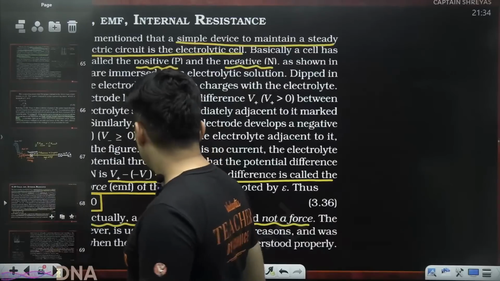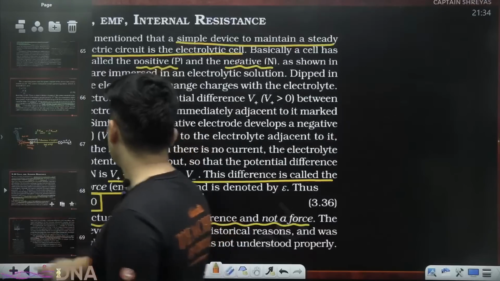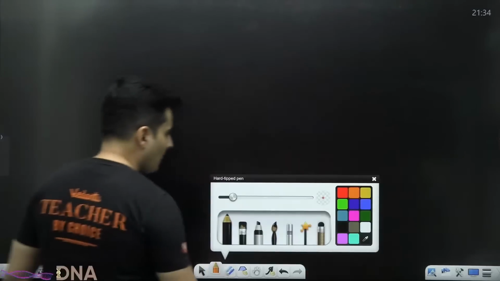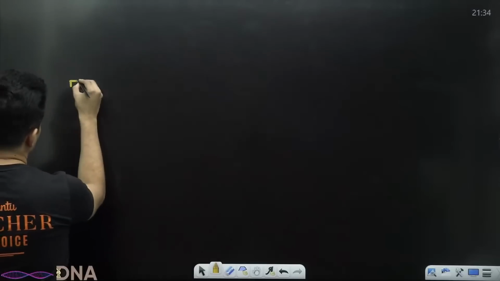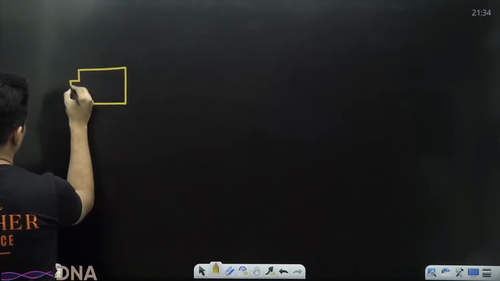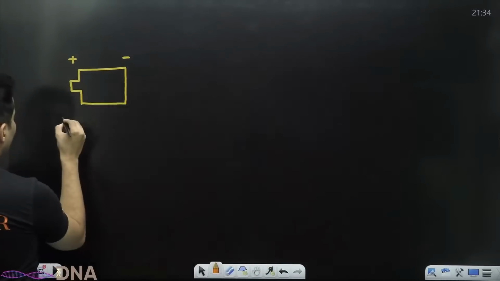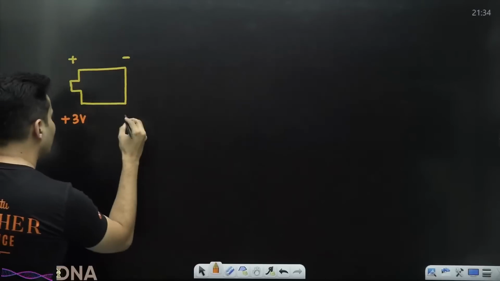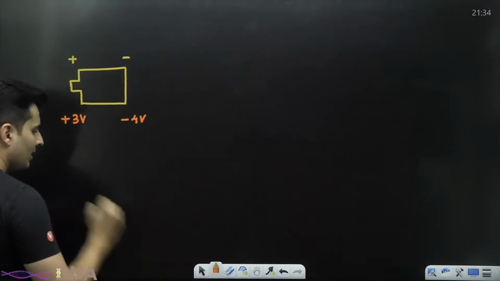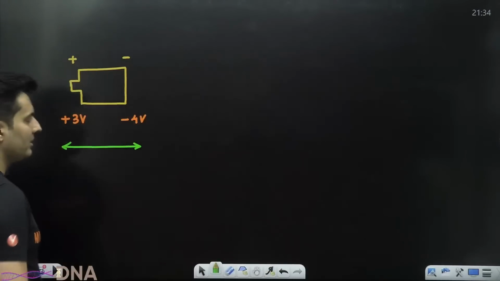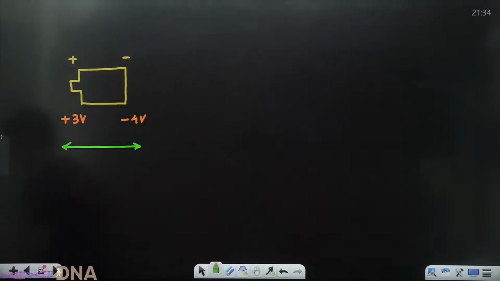Let's understand all these paragraphs, whatever I have written. I have first of all highlighted the important things. So the negative electrode develops negative voltage, the positive electrode develops positive voltage. When you take a battery like this, this is your positive terminal, this is your negative terminal. For example, the positive terminal developed plus 3 volts, the negative terminal developed minus 4 volts. Then what would be the voltage difference between these two terminals? Think and tell me.